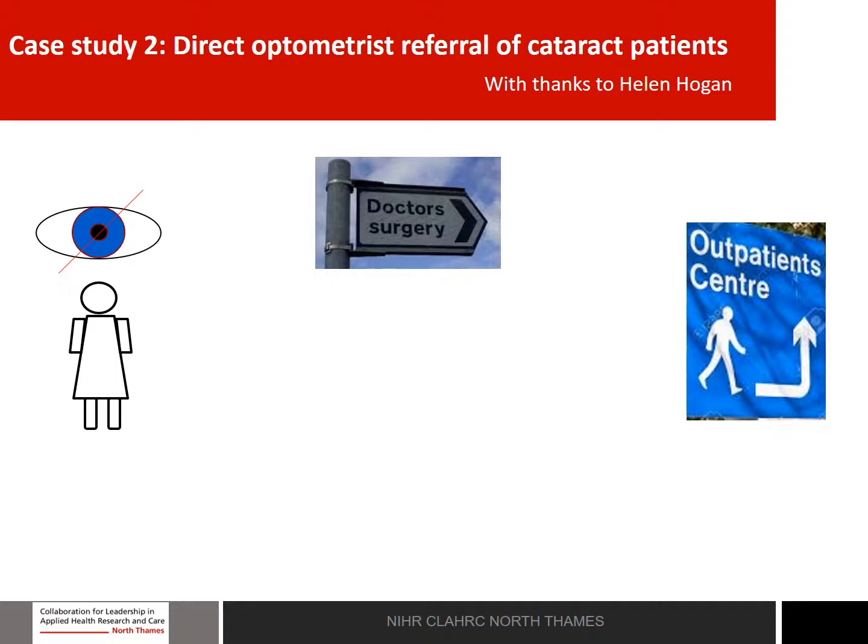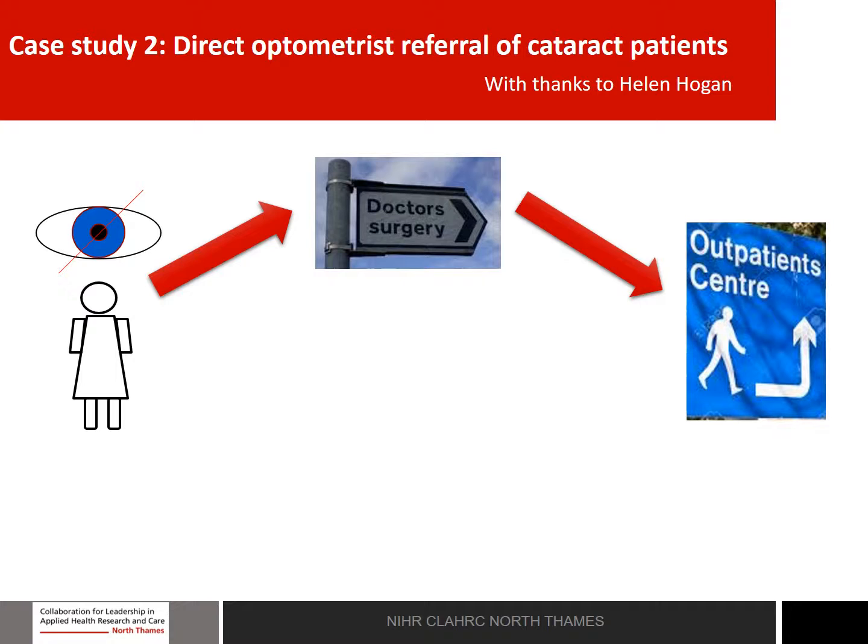The second case study is a new model of direct optometrist referral of cataract patients to ophthalmology outpatients. At present in the NHS, patients assessed by an optometrist as having a cataract needing treatment are referred to a general practitioner, who then refers the patient to the ophthalmology outpatients. The main criticism of this process is that it usually involves unnecessary GP involvement and adds to patient waiting time, as the vast majority of patients are referred on by their GP to secondary care in ophthalmology outpatients.